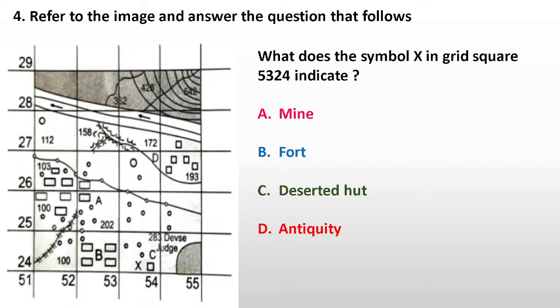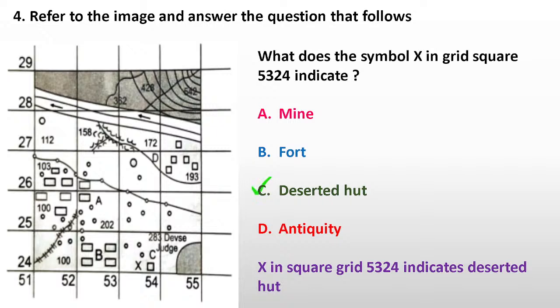So what does the symbol X in the grid square 5324 indicate? Come on, answer. And the correct answer for this question is C, deserted hut. The symbol X in the grid square 5324 indicates a deserted hut.